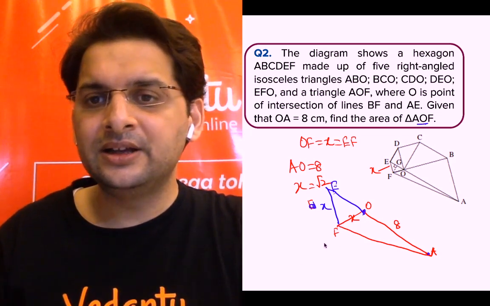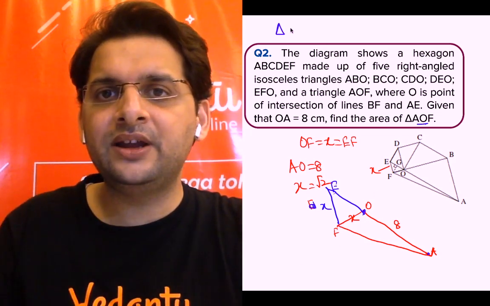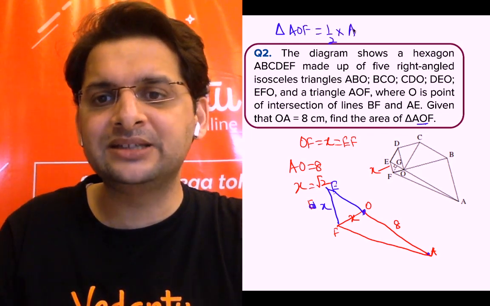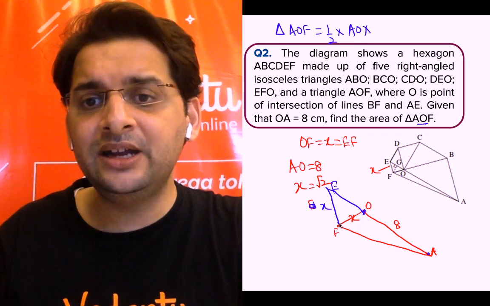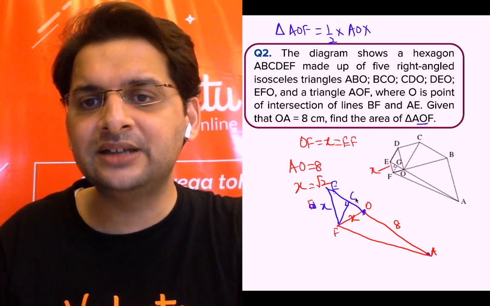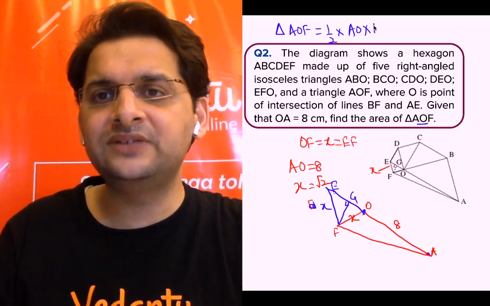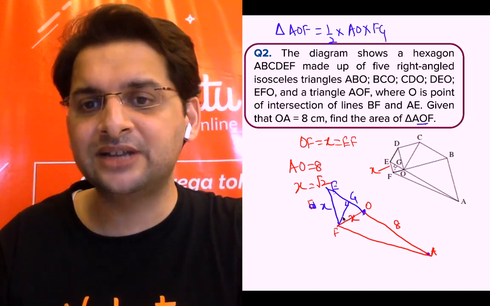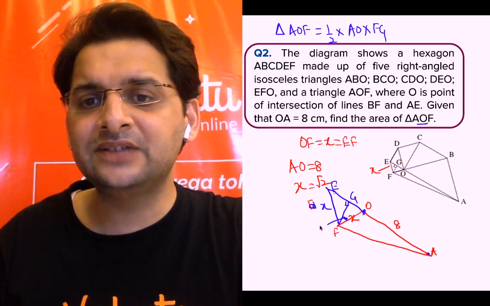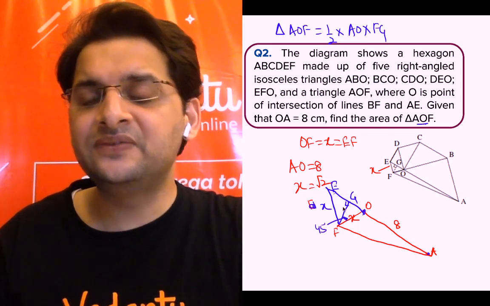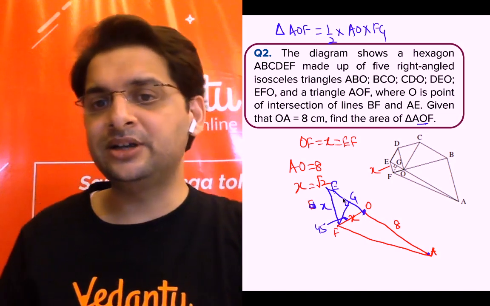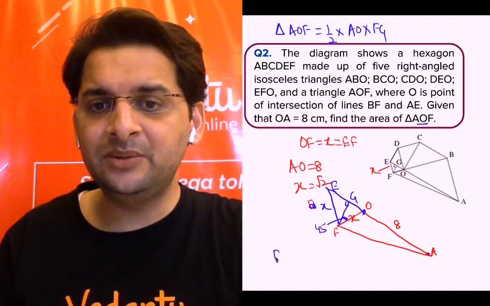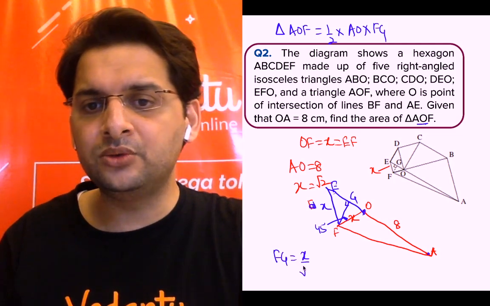So area of triangle AOF will be half into base. So base is AO and vertical height, can I say this will be, let's say G, into FG. And how do I find FG? If this is x and this is x, this is an isosceles right angle triangle. So can I say this angle is 45 degrees? So FG can easily be found using trigonometry. So FG will be x upon root 2.